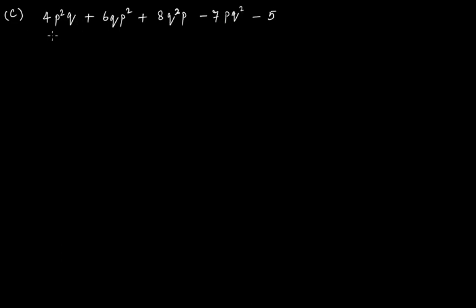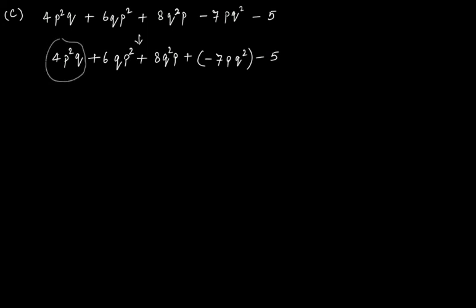In this one, we have this algebraic expression: 4p squared q, 6qp squared, plus 8q squared p, minus 7pq squared, minus 5. Let's write it as 4p squared q plus 6qp squared plus 8q squared p plus within the bracket minus 7pq squared and minus 5. Now we have how many terms? We have one term, two terms, third term, fourth term, and fifth term. Sorry, we can even put this in the bracket.